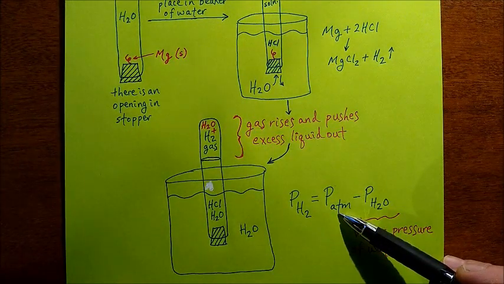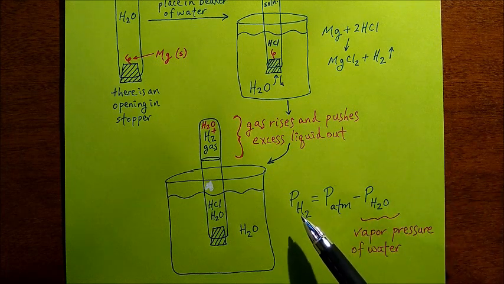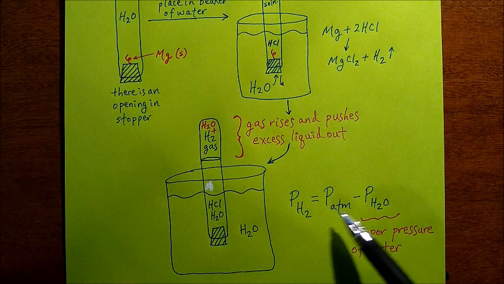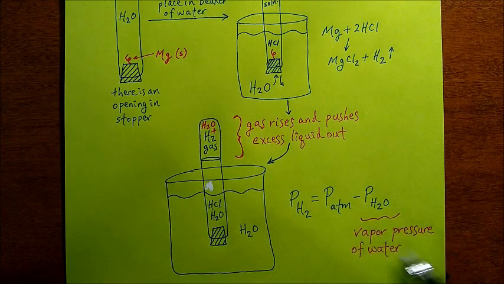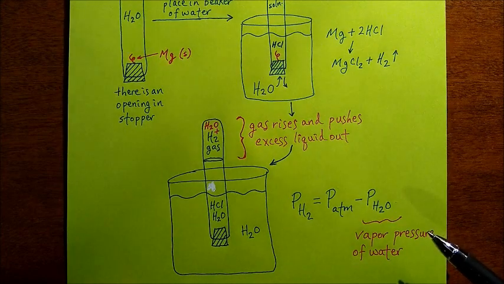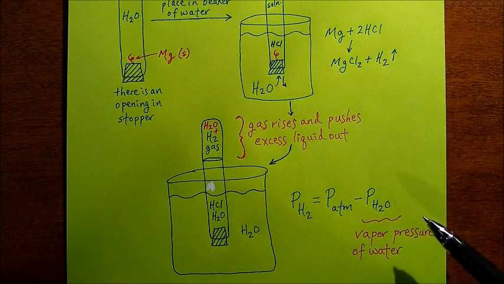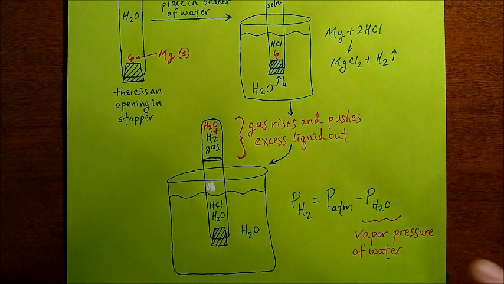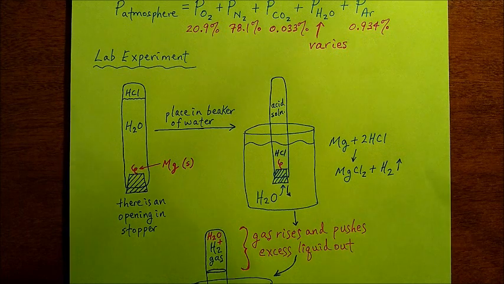That's atmospheric pressure. If we rearrange that equation, we get this. The pressure of the dry gas that we collected is equal to atmospheric pressure minus the vapor pressure of water, which depends on temperature. The higher the temperature, the higher the vapor pressure of water. So this is an experiment where we would use Dalton's law of partial pressures.